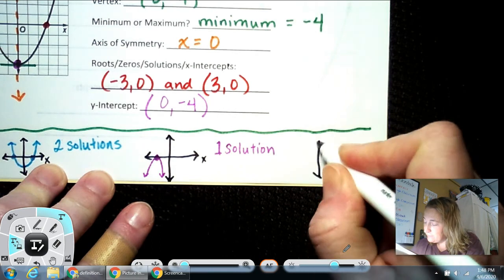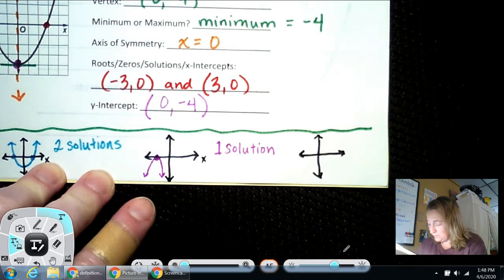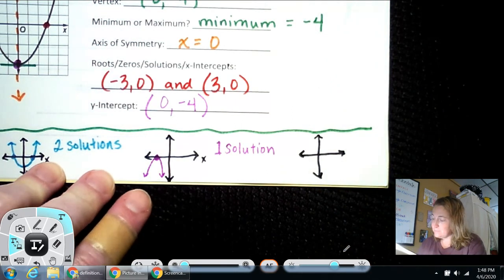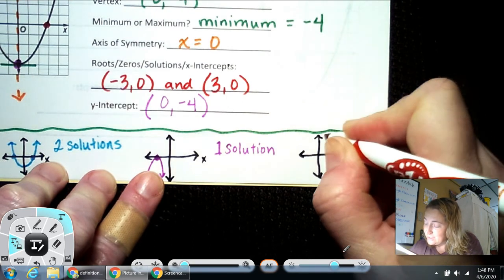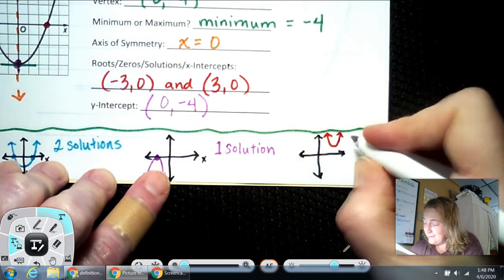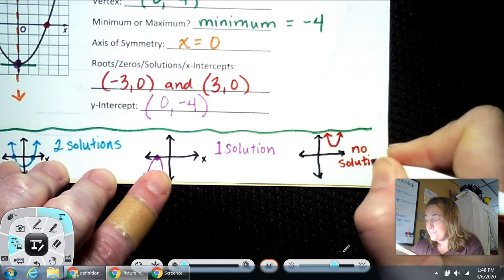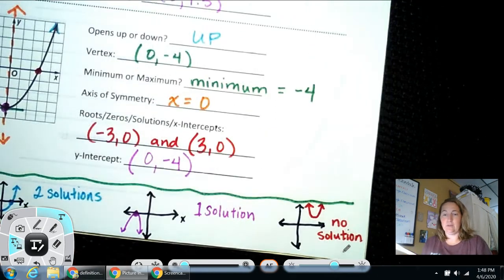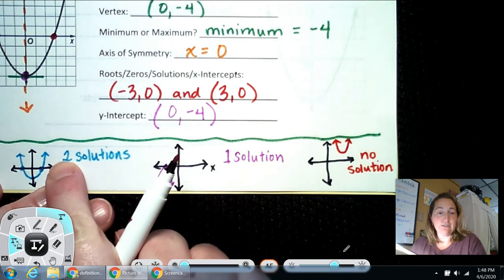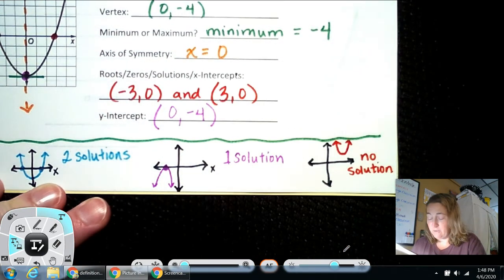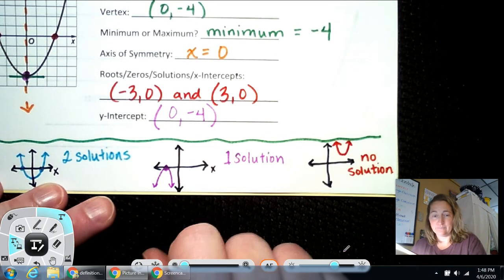Last thing you might see is something like this. You may have a parabola that comes down and goes back up without ever touching the x-axis. This would be no solution. So these are the possibilities. You're either going to have two solutions, one solution, or no solution. And the way you figure that out is by looking at how many times that parabola hits that x-axis.